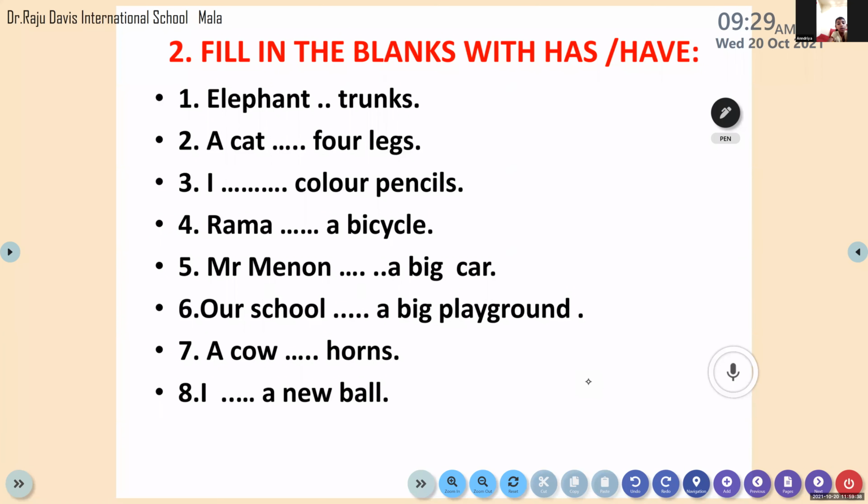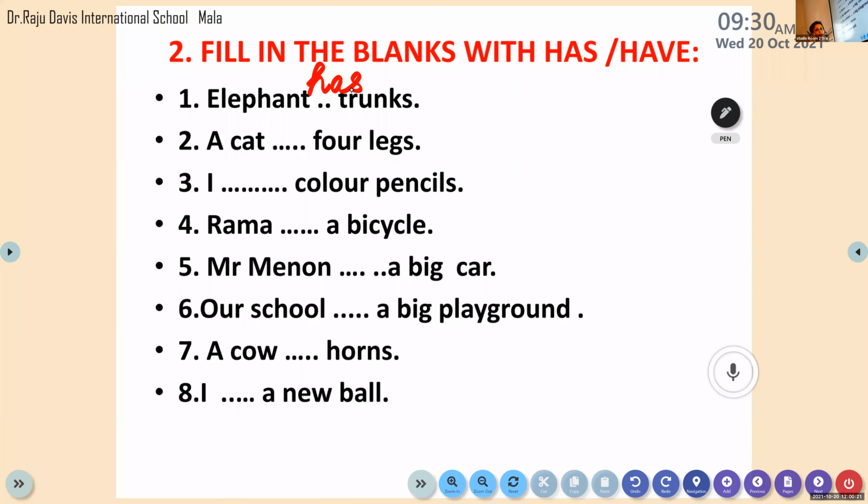Yes. I'll start with Zara. Zara, come on. Do the first question for me. Elephant dash trunks. Yes, come on, read the question once more. Elephant has trunks. Yes, very good. So when you're using has and have, children, you have to look at the naming part in a sentence. Naming part means what? The first part in a sentence is called the naming part. So here in the sentence we are talking about elephant. So elephant is the naming part. So always look at the naming part.